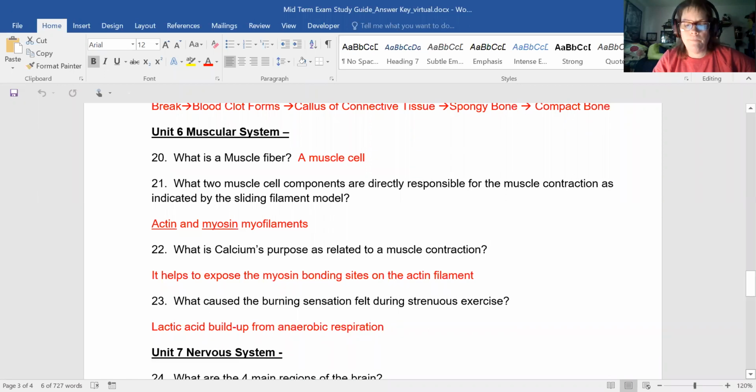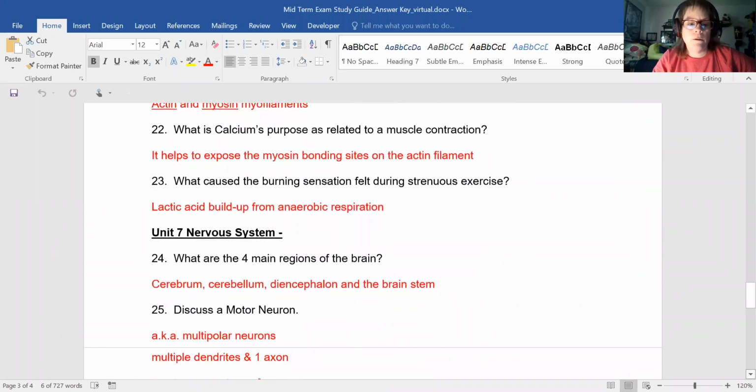All right, number 23. What caused the burning sensation felt during strenuous exercise? Okay, when you get to that point, when you've exercised a lot, you start feeling the burn, and that's because you kind of used up your ATP supply. So what your body does is it goes into a process called anaerobic respiration, which means without oxygen. And it makes some quick little ATPs for you so that you can hopefully finish up what you're doing. It won't last forever, but it does produce lactic acid. So the lactic acid buildup is going to cause the burning sensation in your muscles.